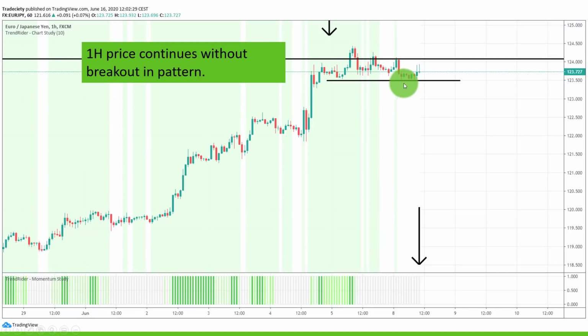So we have a very, very nice support level. However, you can see the histogram is still gray or neutral. It's not bullish, it's not bearish. And that is really one of the strengths of the indicator, of the trend rider.